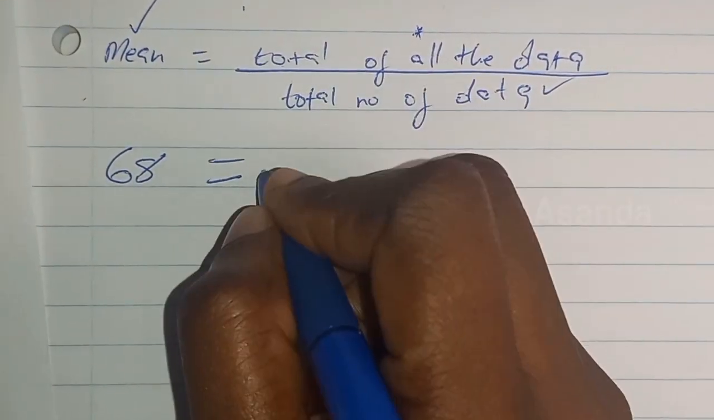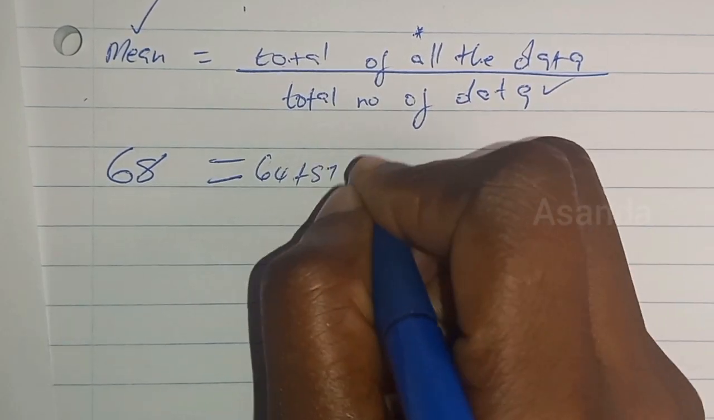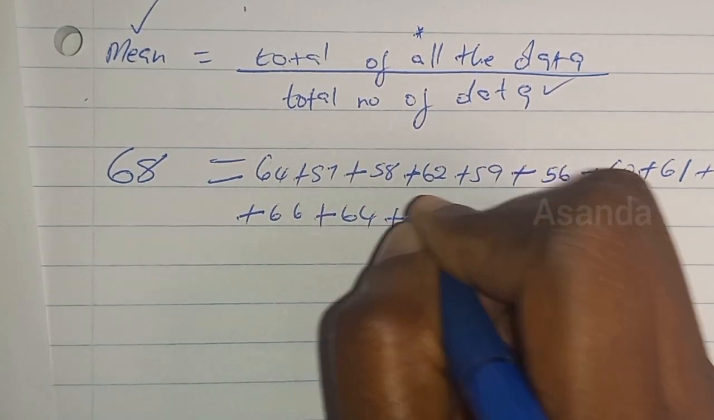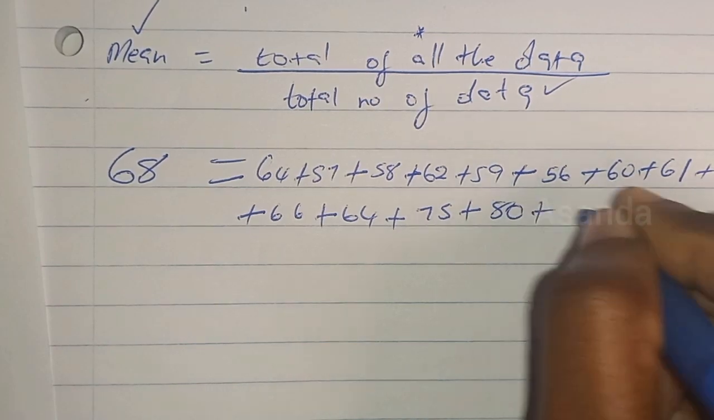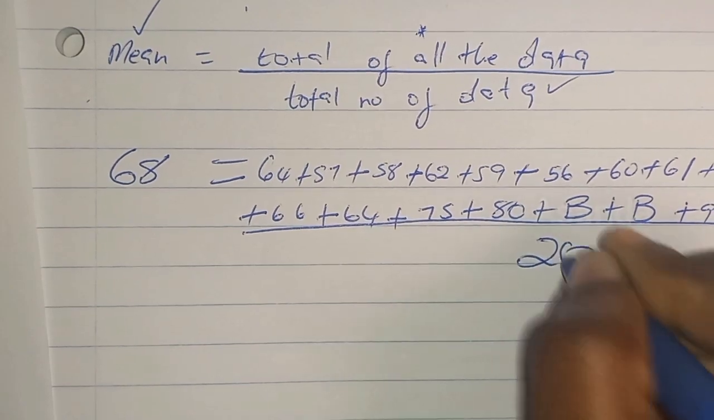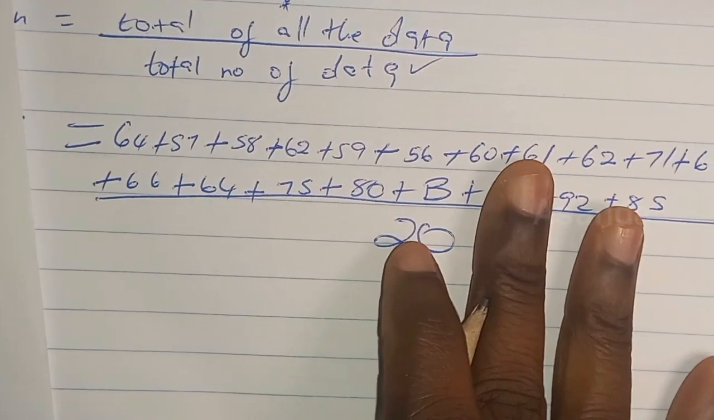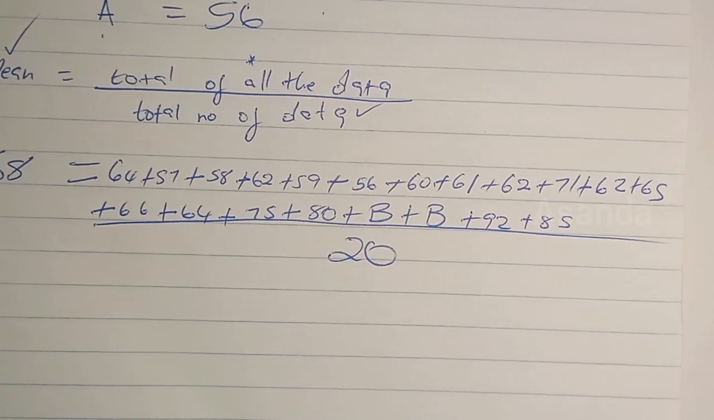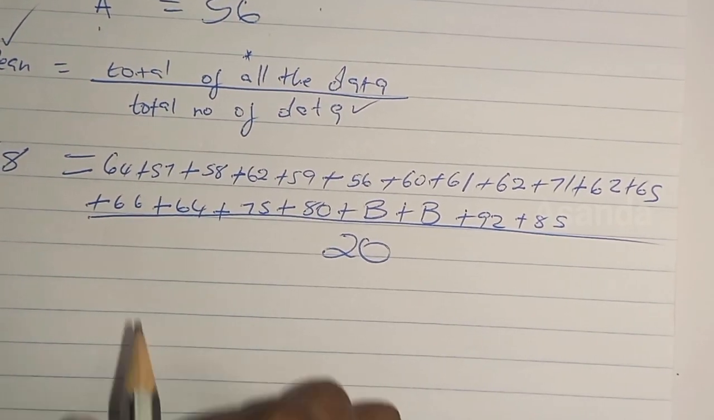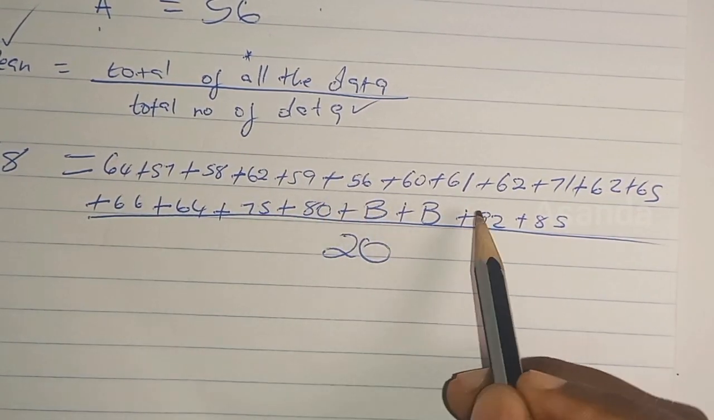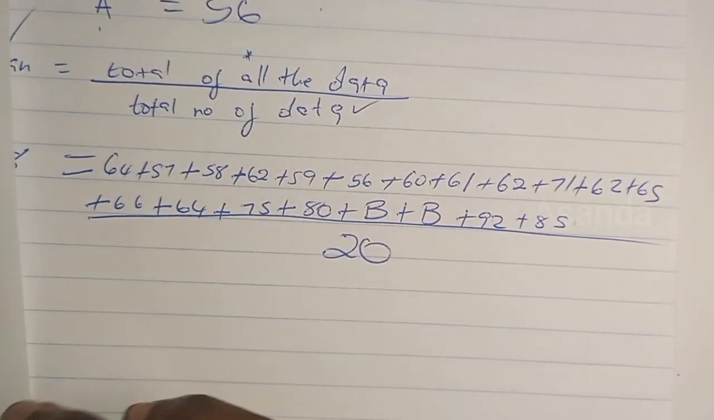So let's do that. So that's 64 plus 57 plus 66 plus 64 plus 75 plus 80 plus B plus 92 plus 85. And then we're going to say all that divided by 20, substituting the number of data. I'm just going to double check my numbers and see if they're all there. 1, 2, 3, 4, 5, 6, 7, 8, 9, 10, 11, 12, 13, 14, 15, 16, 17, 18, 19, 20. Okay, good. We've got 20.